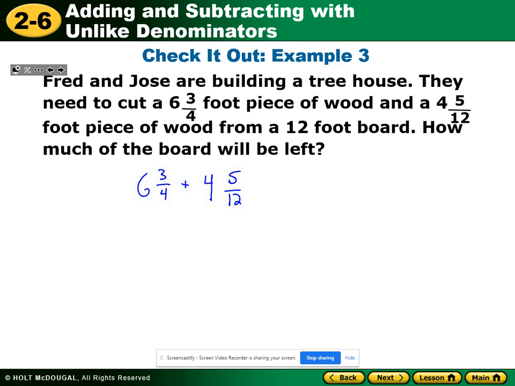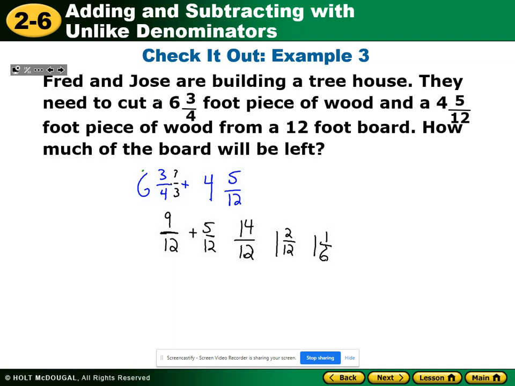Oh, that's 12. 4 will go into 12. If I take this times 3 over 3, I get 9 twelfths. Hey, plus 5 twelfths. Let's just work on the fraction part. Okay, that makes 14 over 12, or 1 2/12. I'd rather say 1 1/6. That would make it simple as 4.